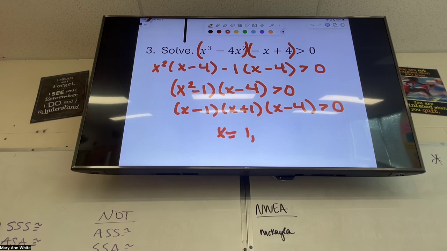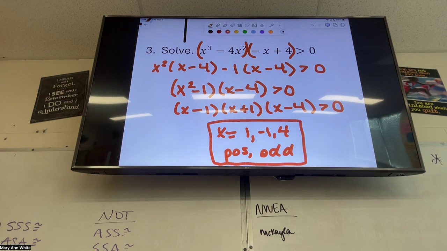Get your x's. Tell me if it's positive, negative, even, or odd. Check in with me. All right, now am I going to graph anything crazy at any of my zeros, or does it just cross at all of them? Just crosses.